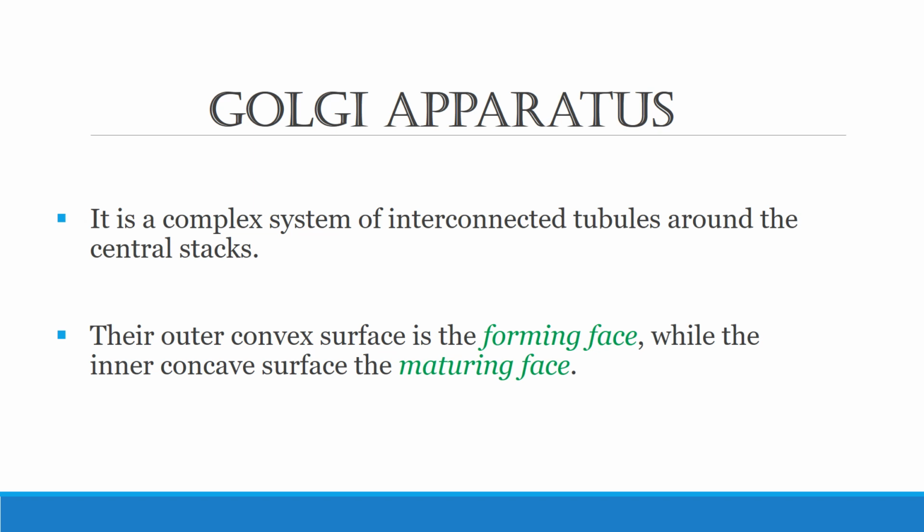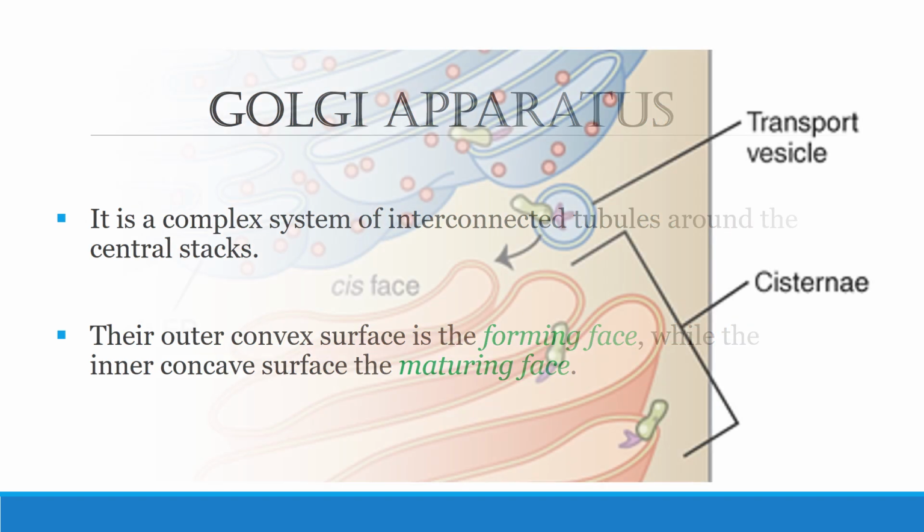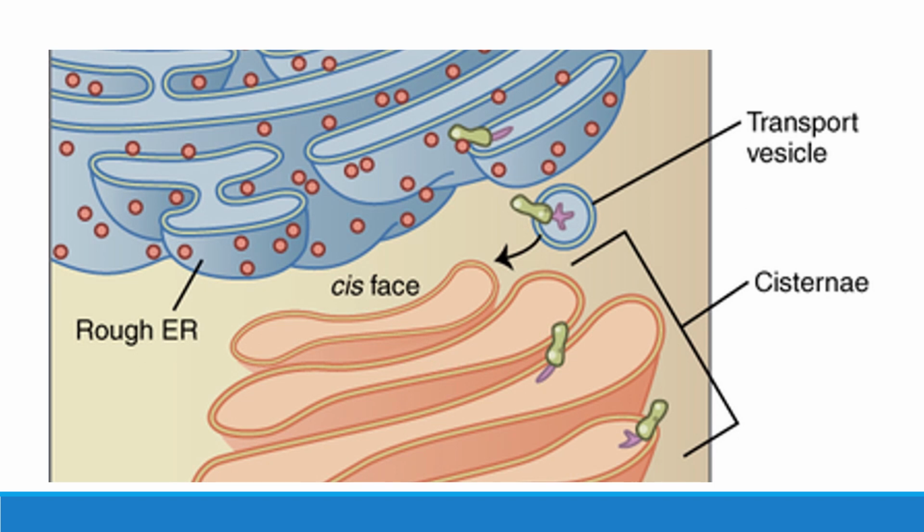So as we have already discussed, those stalk-like sacs are interconnected with each other, and their convex surface is known as the forming phase, whereas the concave inner surface is known as the maturing phase. So if we want to understand this structure diagrammatically, this is how you can see it under the microscope, that you can see different vesicles from the endoplasmic reticulum. They are budding out from here, and this component of Golgi apparatus basically develops from the smooth endoplasmic reticulum.